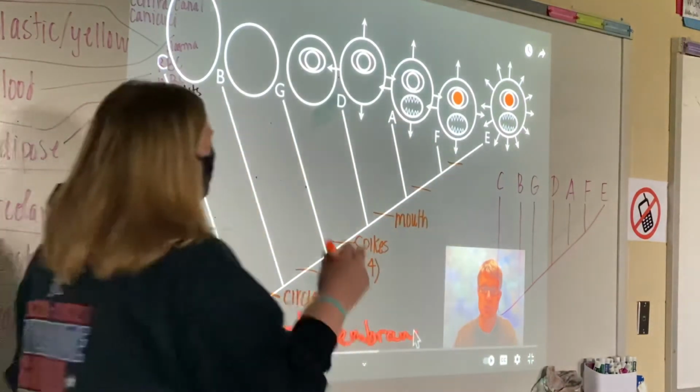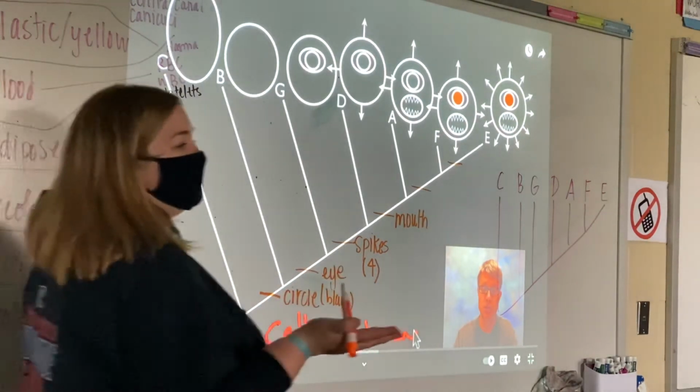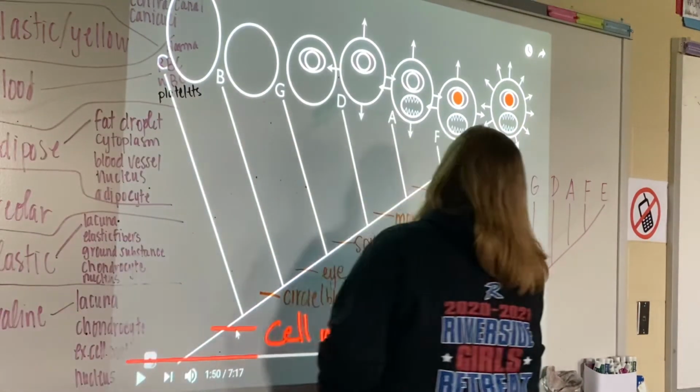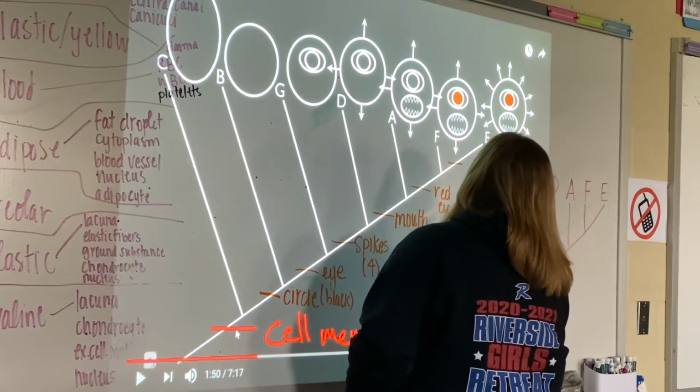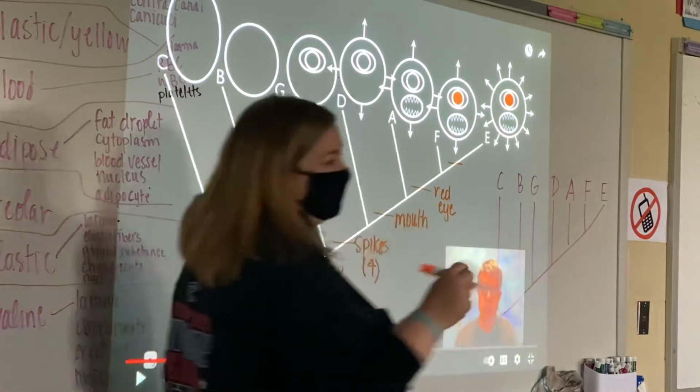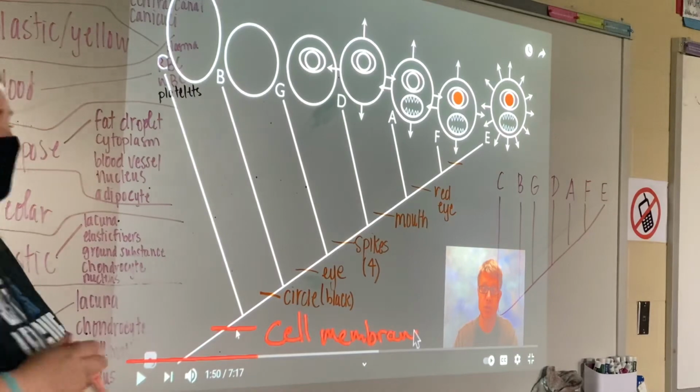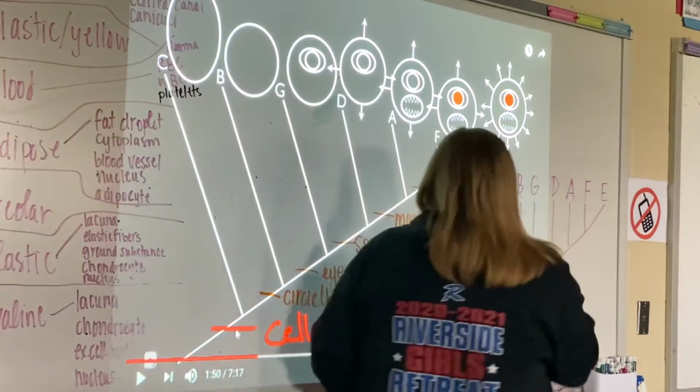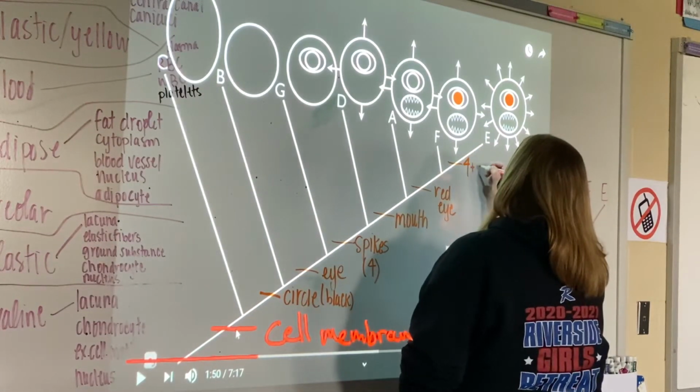All right, what's the difference between A and F? A red eye. And then what's different between F and E? Lots of spikes. 16 spikes. Lots of spikes, specifically 16. I'm gonna say 4 plus spikes.